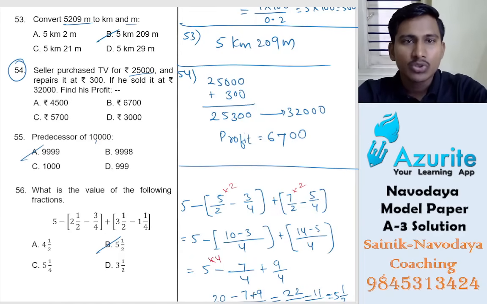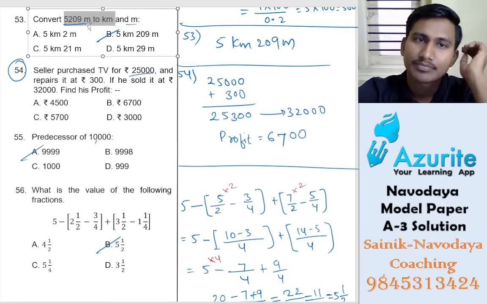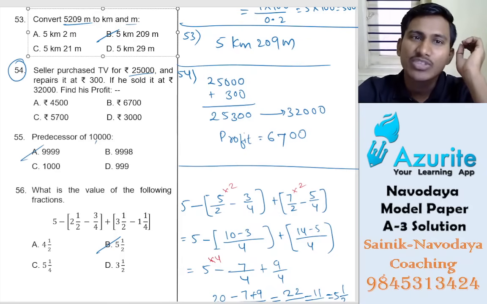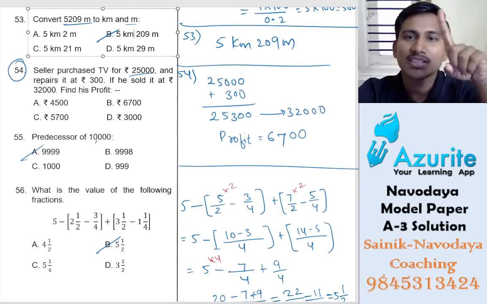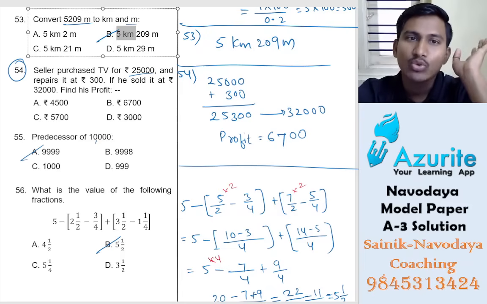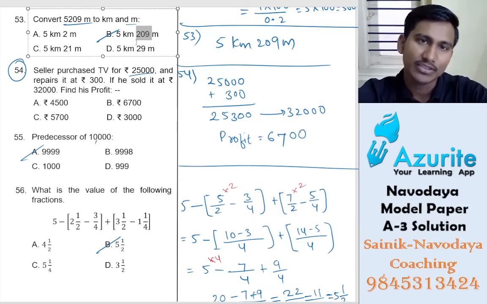Okay. Let's go to question 53 here. That is convert 5209 meter into kilometer. 5209 meter means 5000 meter is 5 kilometer, right? 1000 means 1 kilometer, so 5000 means 5 kilometer, and 209 meter as it is will come. So option B is the answer for 53. Okay.